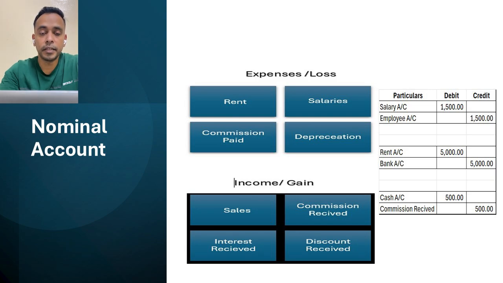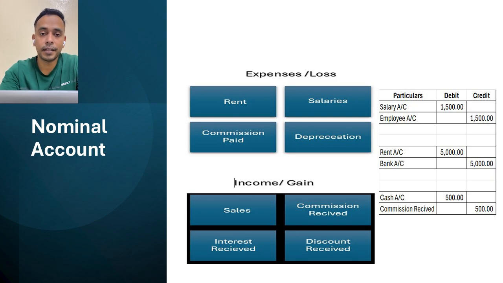And in the same sense, income and gain. Income is related to the day-to-day business or main activity, and the gain is from a secondary activity. That means not the main activity. For example, as we said, if we sold machinery and received more money than the book value, this is a gain. So it also comes under the profit and loss account. So the golden rule for the nominal account is debit the expenses and losses and credit the gains and income.